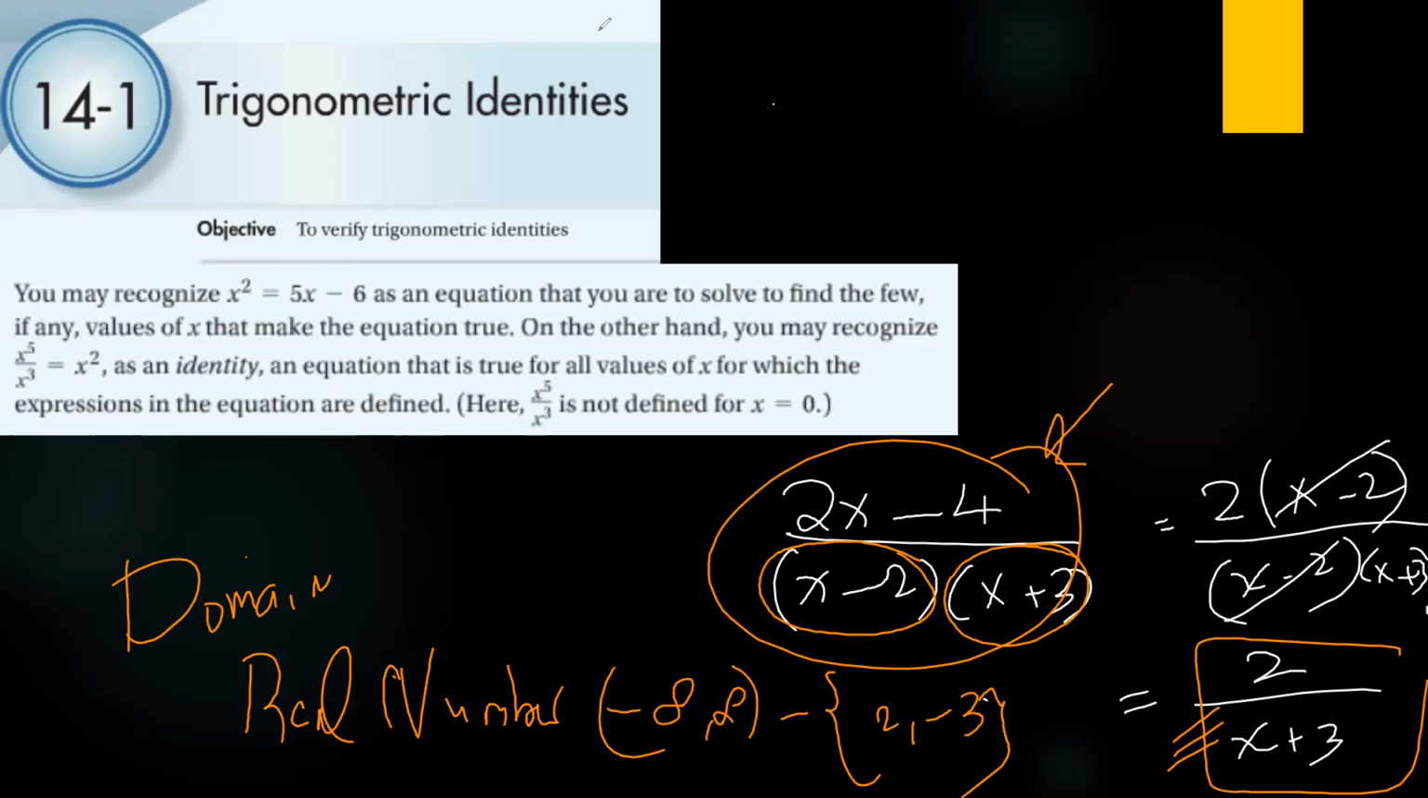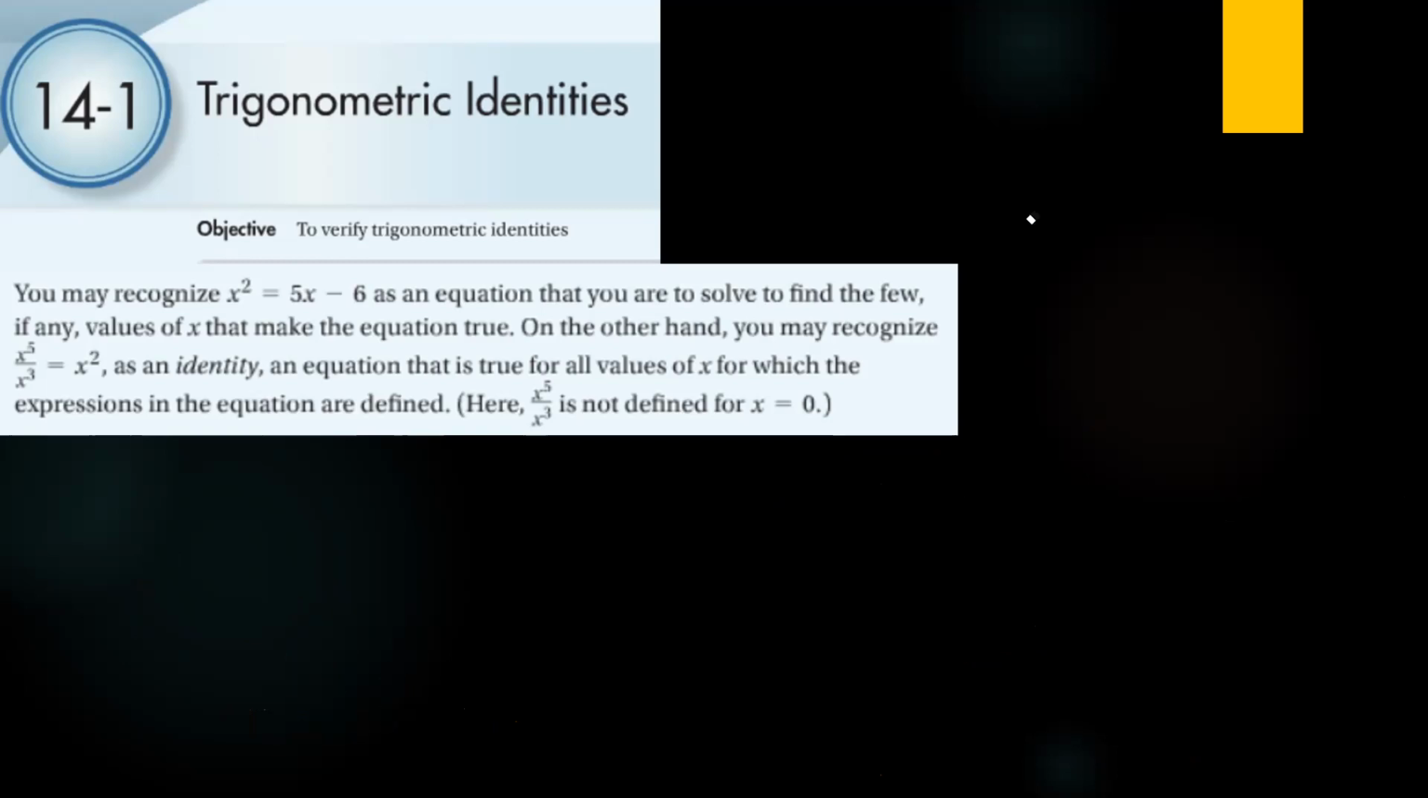Teacher, can I just say it's x unequal 2 and negative 3? No, if you're writing the domain, you'll tell me that it is all real numbers except 2 and negative 3. Okay, let us see just like a reminder.